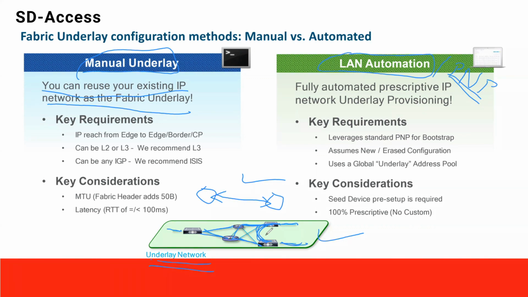Now, the key requirements for manual underlays: you need to keep IP reachability from edge to edge, and from edge to border and control plane node. So this has to be reachable, either this way or this way, anything is okay. Now, as we discussed, it can be L2 or L3. Recommended is L3, and the IGP protocol recommended is IS-IS, because in case of any failure, we still have IS-IS supporting L2 as well.